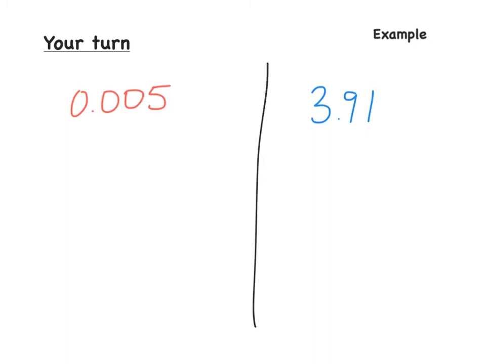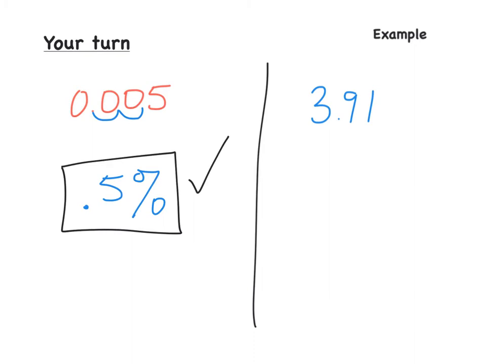Alright, so we have 5 thousandths. If we're changing this 5 thousandths into a percent, remember we go to wherever the decimal point is, move it 2 places to the right, and add a percent sign. So we would have 0.5%, or this would be 5/10%.